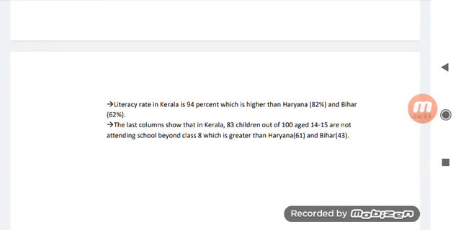Literacy rate in Kerala is 94%, which is higher than Haryana, which has 82%, and Bihar only 62%. The last columns show that in Kerala, 83 children out of 100 aged 14 to 15 years are attending school beyond class 8, which is greater than Haryana, that is 61, and Bihar only 43.